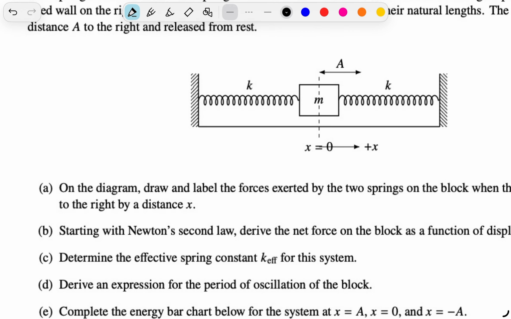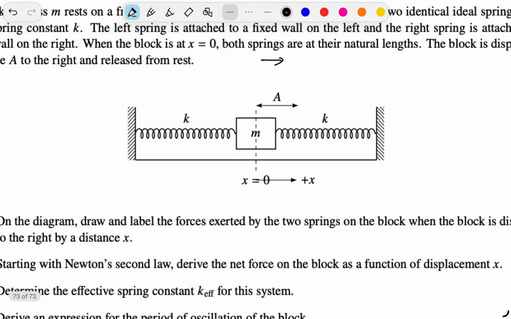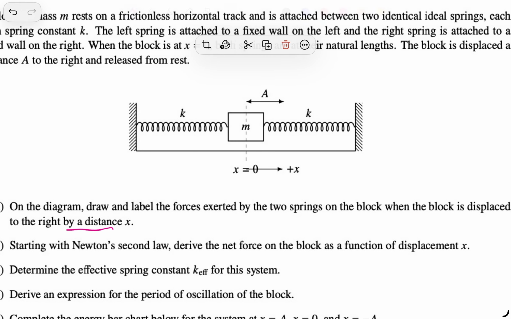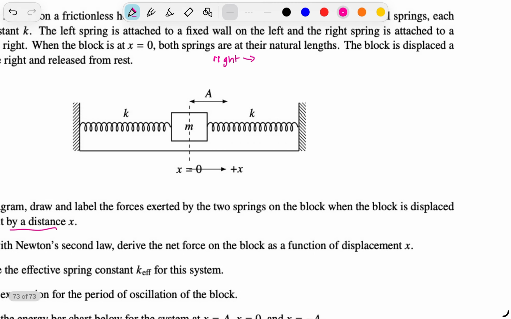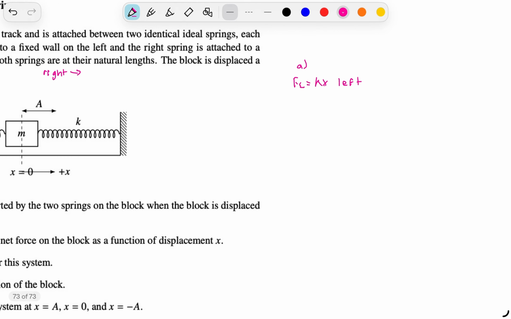So, we go to the right. We have that the force to the left is equal to kx. That's for the left spring, because our left spring is going to be stretched by x.